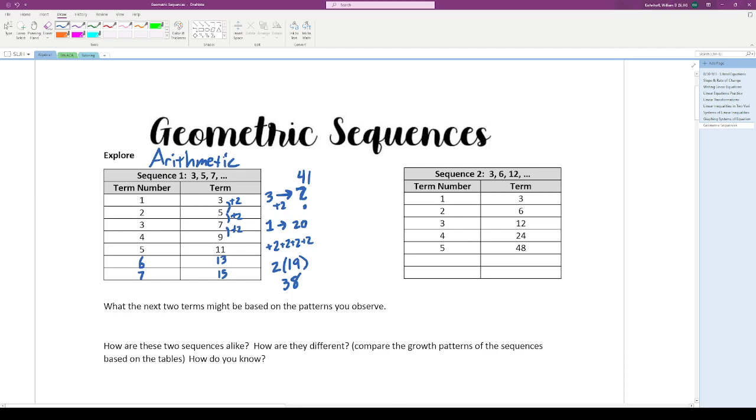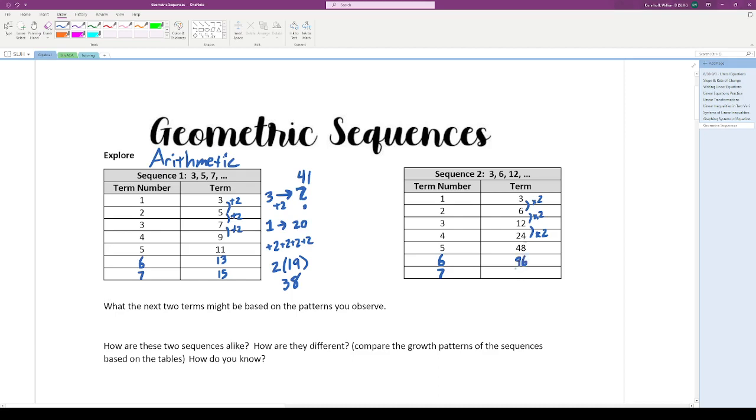So this second sequence here also has term numbers 1, 2, 3, 4, 5, and then we would go to 6 and 7. And then our pattern goes 3 to 6, so we added 3. Then we go from 6 to 12, so we added 6, and then 12 to 24, so we added 12. So we're not following a pattern of adding the same number each time. But we are still following a pattern. Here, this would be doubling and doubling. So these are all times 2. So we're doing times 2 at each of these steps instead of plus 2. So we'd go 24, 48, then 96.